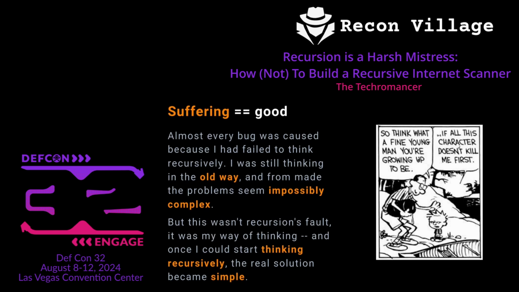But in almost every case, whenever there was a crazy bug like that, it was almost always just because I was thinking about it in the old way, and from that perspective, it just seemed super complicated. But as soon as I could get into a recursive mindset and imagine how it worked in that recursive system, most of the time the real solution became clear, and most of the time it was pretty simple.